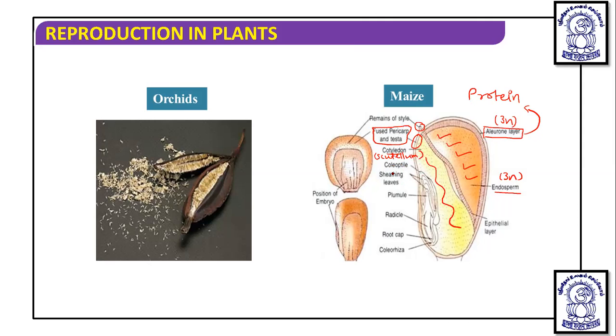Then we have a coleoptile, which has some small leaves covering the plumule. So coleoptile is covering the plumule. Then the radicle is covered by the root cap and coleorhiza. And the layer which differentiates the endosperm from the scutellum is an epithelial layer. You can see here this epithelial layer is given.